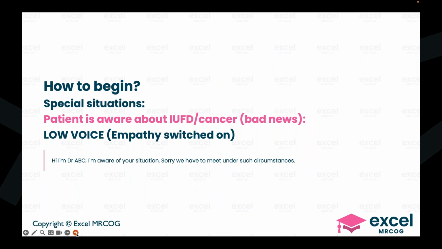Cancer, bad news. If the patient is already aware, start with a low voice. It shows empathy. Hi, I'm Dr. Ankita. I'm aware of your situation and sorry we have to meet under such circumstances. So this is the tone. See, I changed my tone as I was talking to you. So this is how you need to do your tasks. Please have this fixed in your mind and please practice in such a manner.